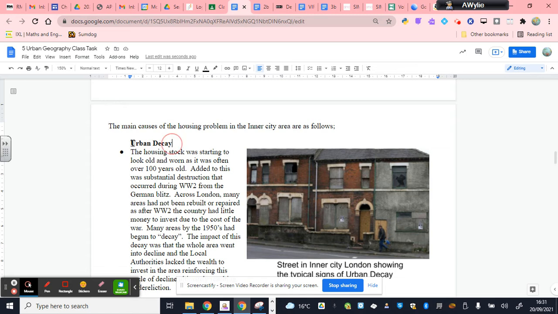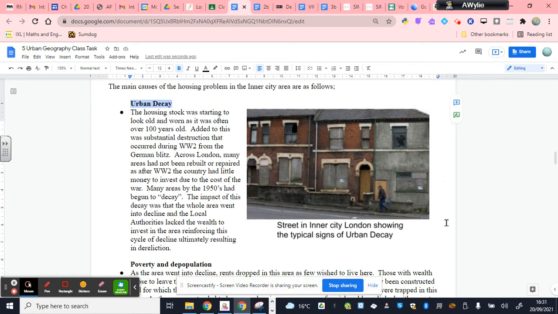The one I'm going to specifically talk about in my example of how to answer an exam question is urban decay. So we've got a photograph here of a typical street in east of London, in the Docklands area, that has suffered substantial urban decay. And what we're really looking at is abandoned derelict buildings.